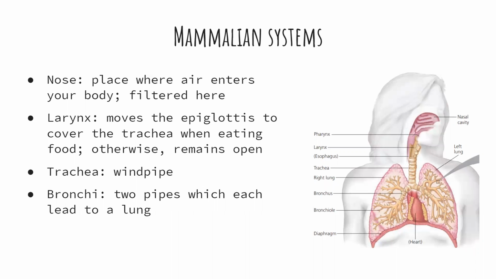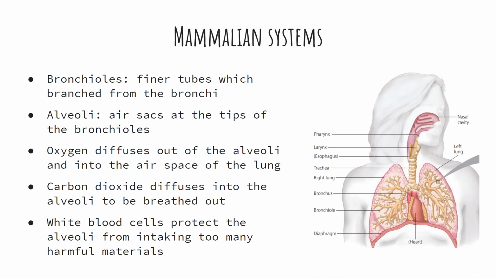So basically, this is just to prevent food from entering the trachea, because it's supposed to enter the esophagus instead. The trachea is just a windpipe, and then the bronchi are two pipes, which each lead to a lung. And obviously, we have two lungs. The bronchioles are finer tubes, which branch from the bronchi, and they lead to alveoli, which are air sacs at the tips of the bronchioles.